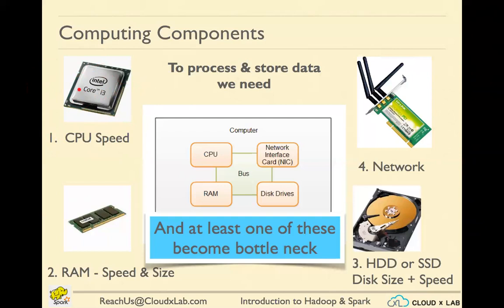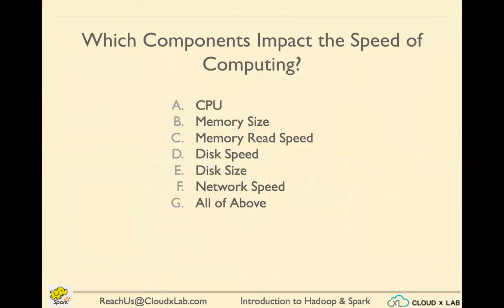So when we talk about big data in real life, at least one of these will become the bottleneck, and we will have no option other than having many computers solve the problem in parallel. We'll have to break down our problem into parts and then use many computers to solve it instead of relying on one computer.